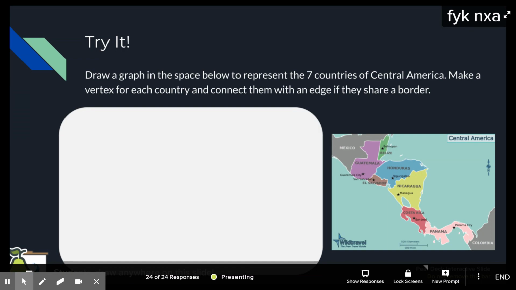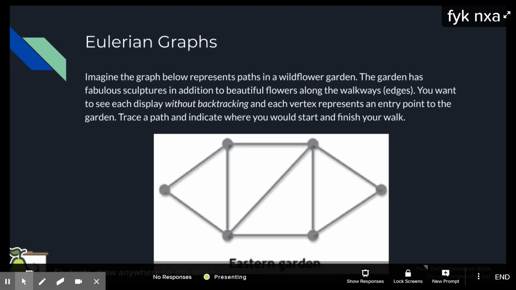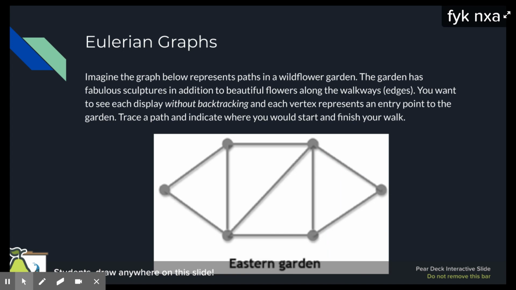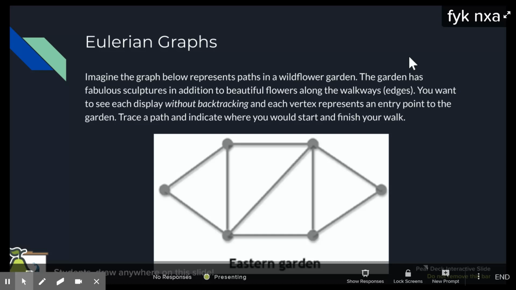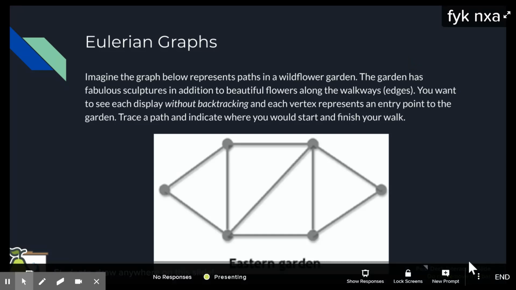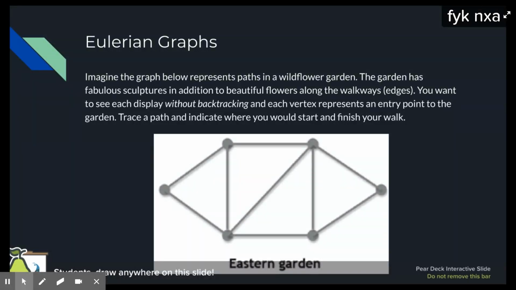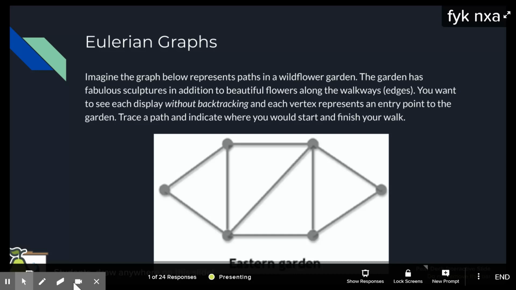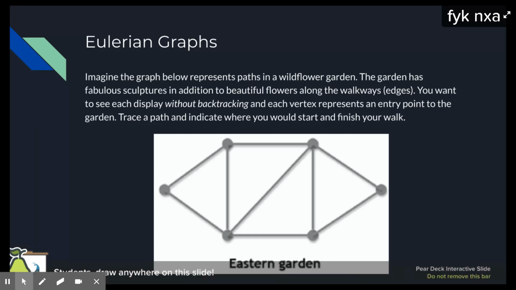Okay, so here's the next thing I want to do. Moving on with this in practice. Here's a graph that I already created for you. Has anybody ever been to the Botanical Gardens in Austin, downtown off Barton Springs by the Zilker Park? Anybody ever been there? You walk around, and they have a bunch of walkways and they have flowers and sculptures and stuff like that, all the way throughout the walkways.